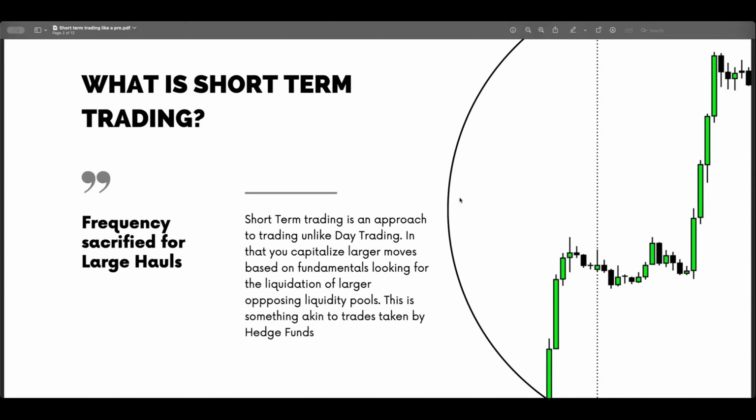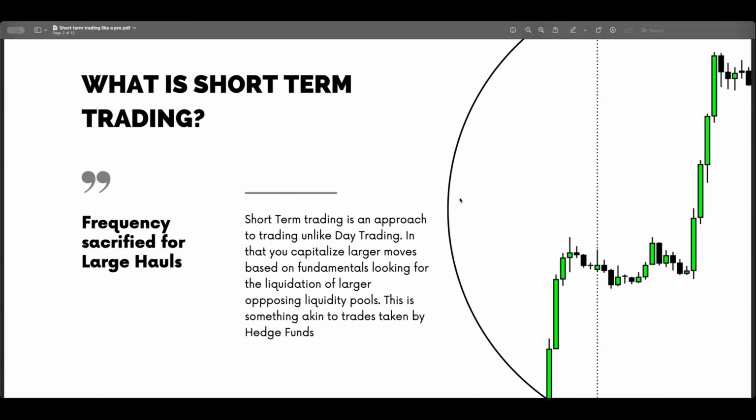Yeah. So, short-term trading is an approach to trading unlike day trading. In day trading, we just want to capture at least some portion of the daily range. Okay. So, when we consider short-term trading, we're actually capitalizing on larger moves, right? Based on fundamentals, looking for the liquidation of larger opposing liquidity pools, as we will talk about later on in this video.